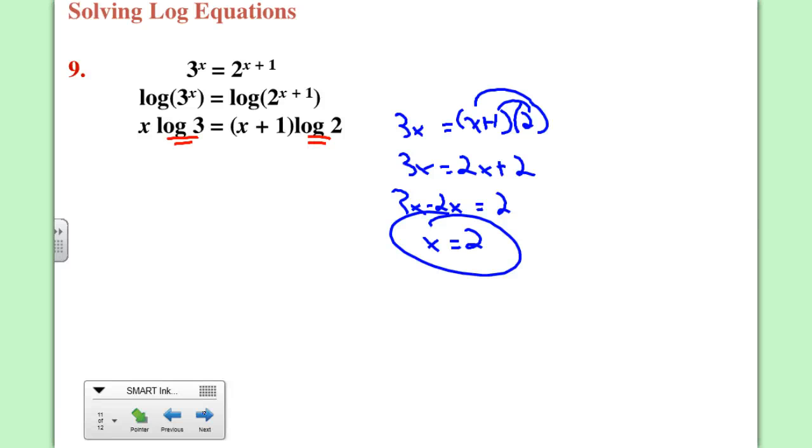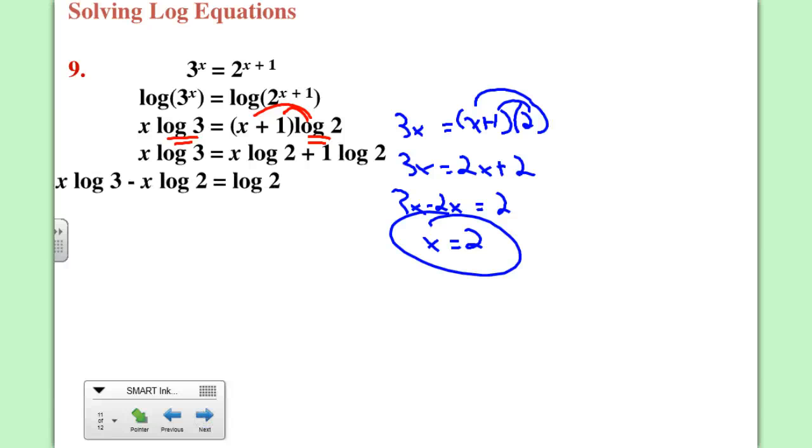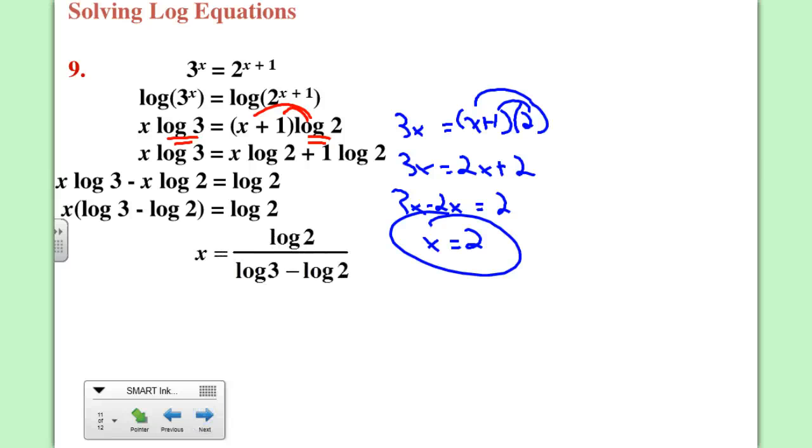Well, you can't ignore the log, but you do have to do the same strategy. You need to distribute the log, and then you need to collect your x's together. So if you distribute the log, you have x log 2 plus log 2, and you now collect your logs together, and you have x log 3 minus x log 2. You factor out the x, and you end up with x times log 3 minus log 2 equals log 2, and you divide, and you end up with a final answer that's exactly log 2 divided by log 3 minus log 2.